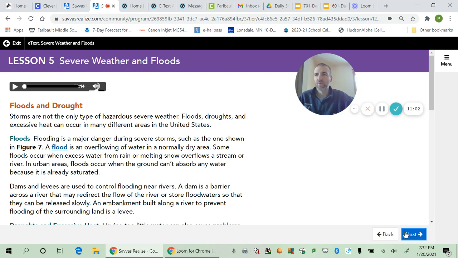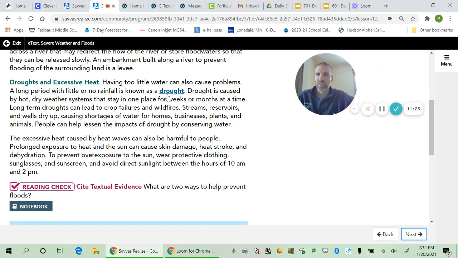On the next slide, we're looking at floods and drought. Floods are something more common that we hear about in the news often. They're a big danger that's involved with severe storms. So it's got our definition of that word here: overflowing of water to normally dry areas. And then as we continue on, it gives us also some background information on droughts and excessive heat.